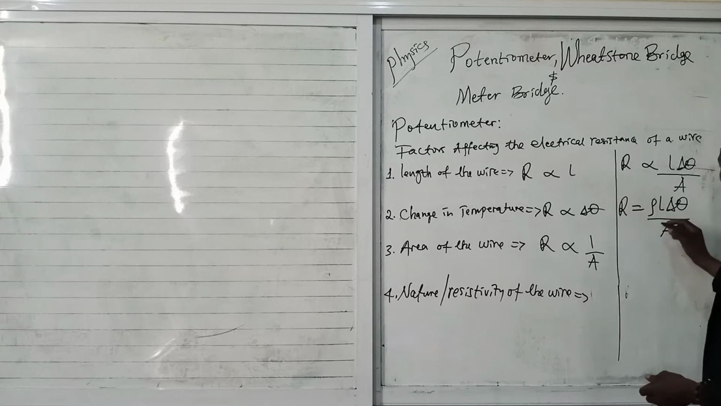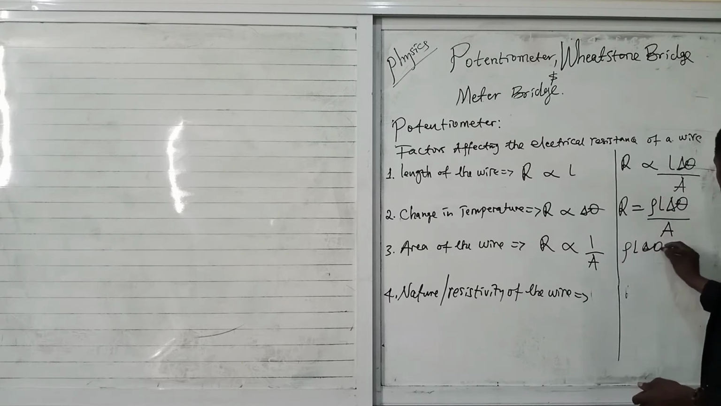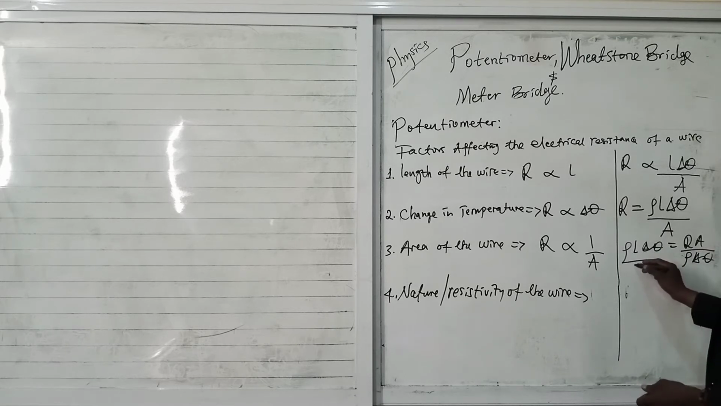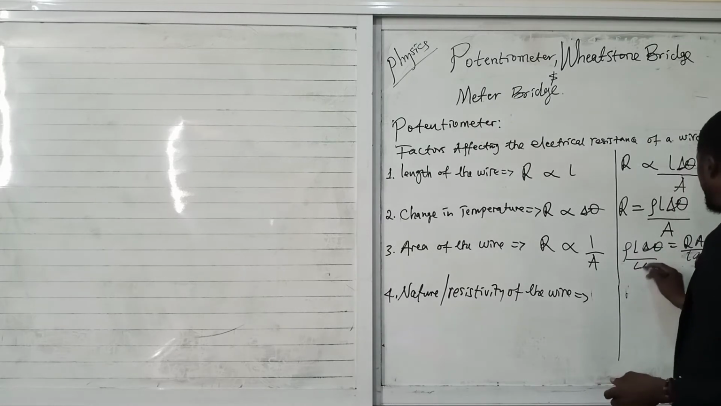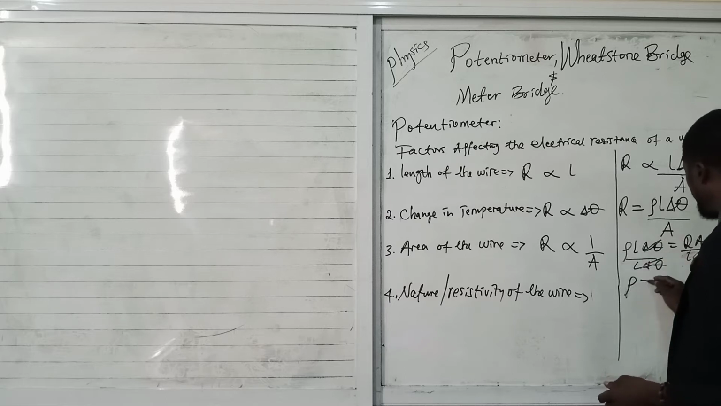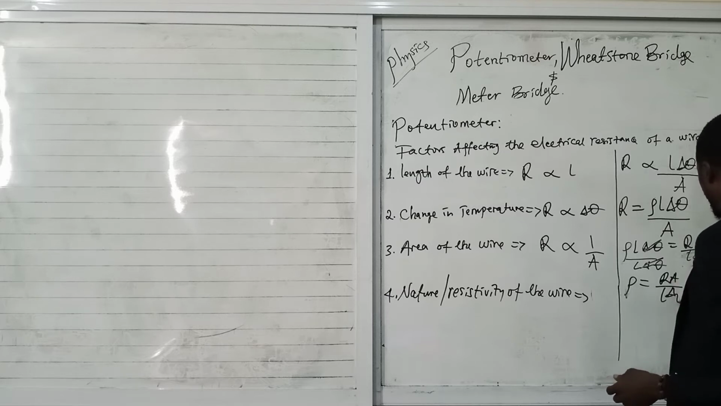So, what I'm trying to say here is that if you make this the subject of the formula, you are going to arrive at rho L delta theta equals R A. You divide both sides by L delta theta. You are going to have the resistivity given as rho equals R A all over L delta theta.